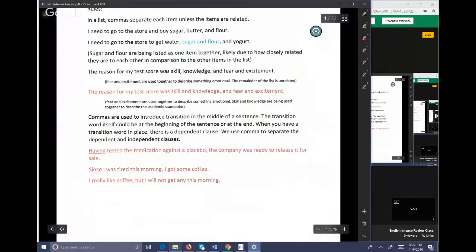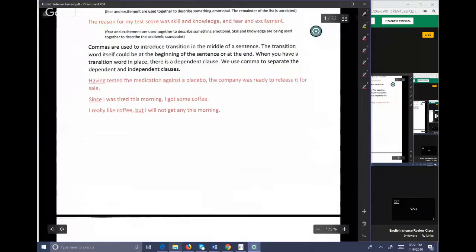Before we go on in punctuation, let's do a couple of compound sentences joining up with English 2 again.